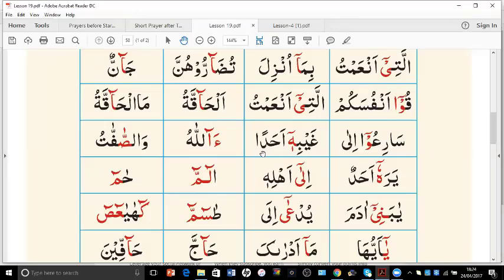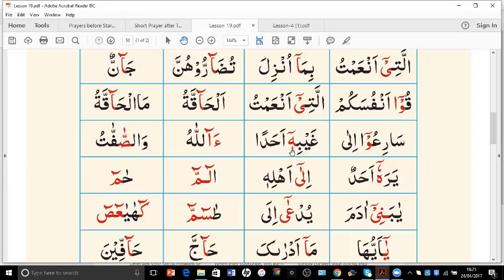Well done. Because it's got the fathatayn, that's what the sound is. And this alif is silent. It has nothing on it, so we ignore it. We put them together: ghaibihi ahada. Well done.